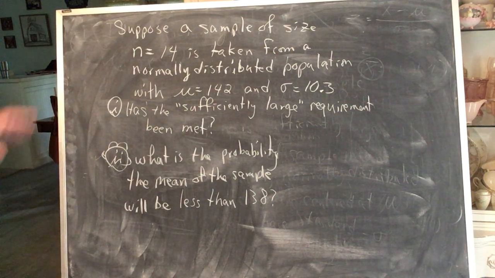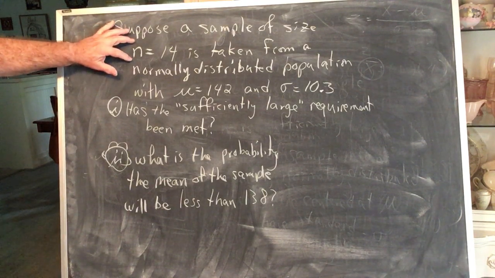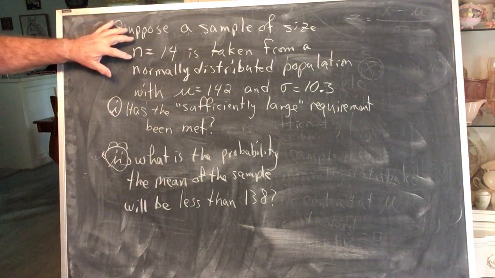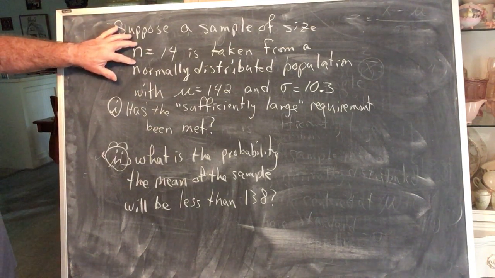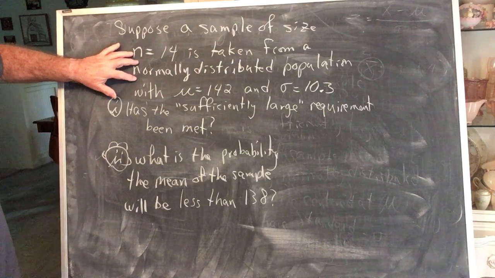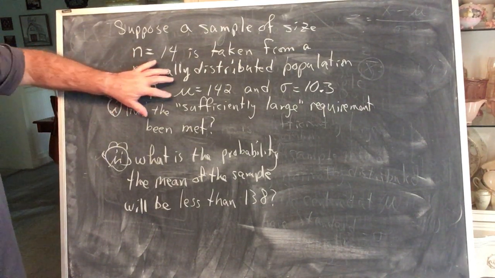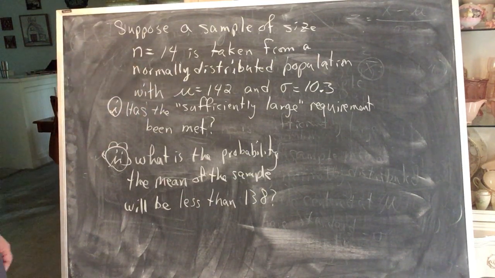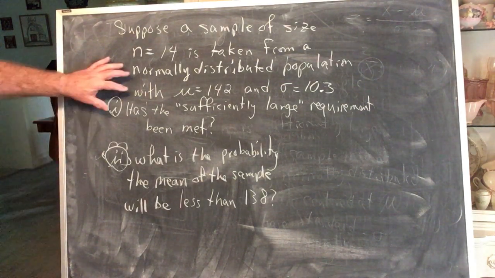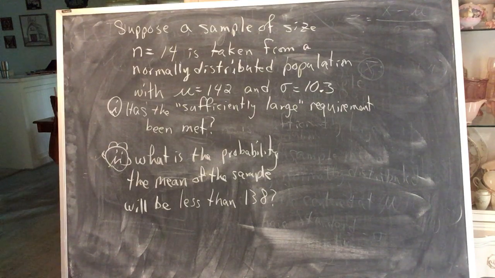All right, so suppose a sample of size n equals 14. Read carefully: suppose a sample of size n equals 14 is taken from a normally distributed population with mu equal 142, sigma equal 10.3. A sample of size n equal 14 is taken from a normally distributed population with mu equal 142 and sigma equal 10.3. Okay, question number one.